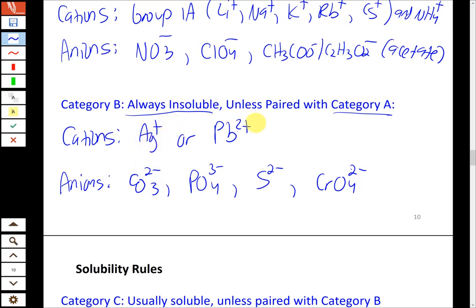So as I said, for silver and lead, if they're paired with nitrate, perchlorate, acetate, they will be soluble because that rule takes precedence, but silver or lead with any other anion will be insoluble. So that's kind of how you want to think about that. So the compound will have one of those two cations and not both. It's always going to be just a single cation present in the compound. All right, anything else?